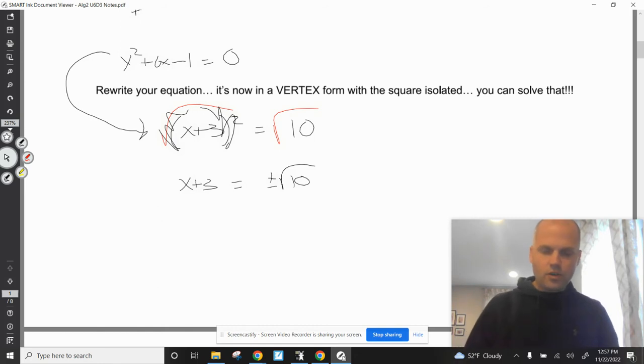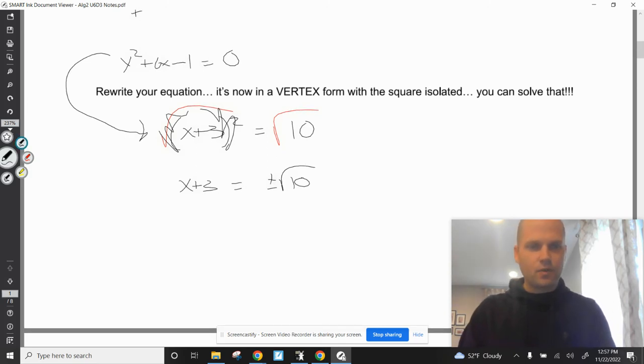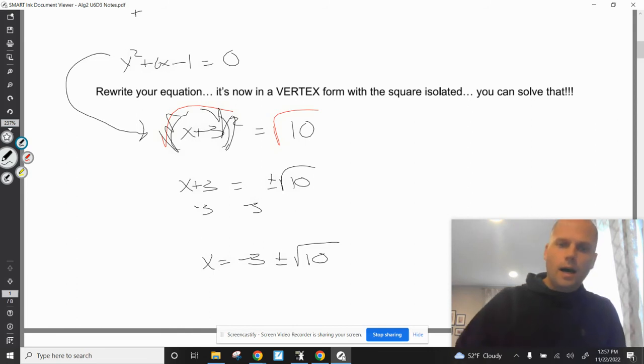When you're square rooting to solve an equation, you need a plus or minus. And then we finish off by subtracting 3 or adding negative 3, and we get our answers. Negative 3 plus or minus the square root of 10. Negative 3 plus root 10, negative 3 minus root 10. Those are my two solutions.